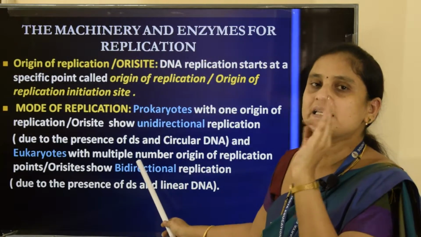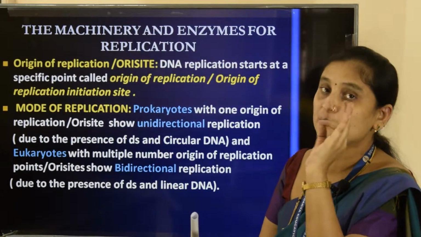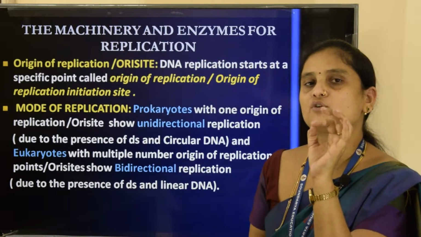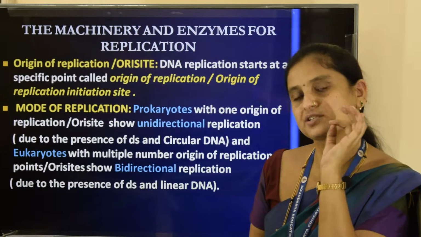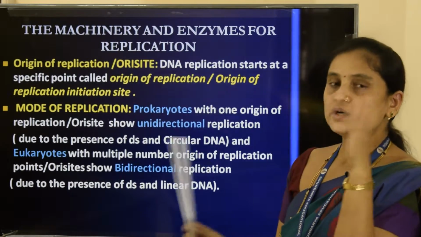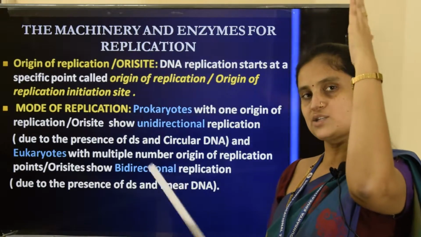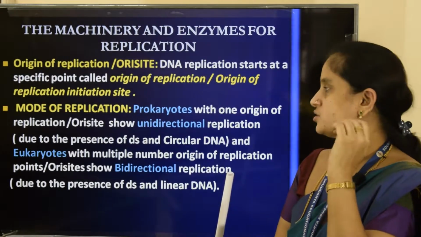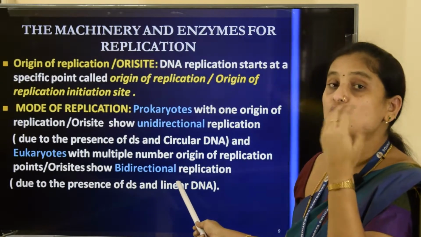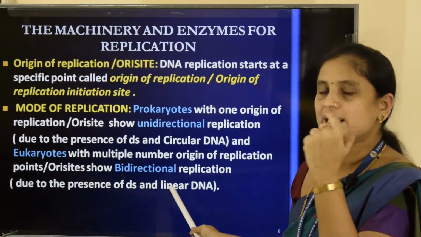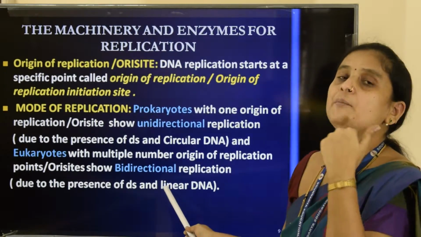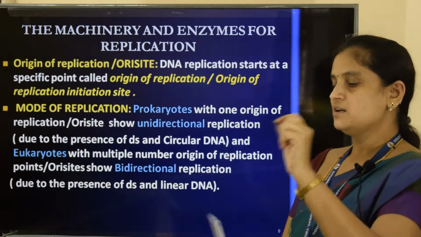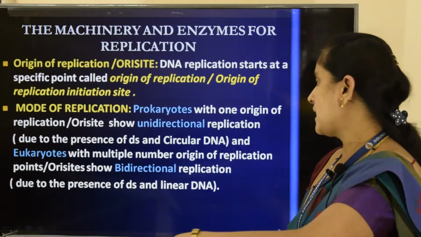Similarly, in eukaryotes, as they have double-stranded linear DNA, they have multiple origin of replication initiation sites. So in two directions, either the upward direction or the downward direction, the replication may take place in eukaryotes. Hence, in eukaryotes, the mode of replication will be bidirectional. Why is it bidirectional? Because they have multiple origin of replication sites. Okay, now we shall move on to the next requirement.